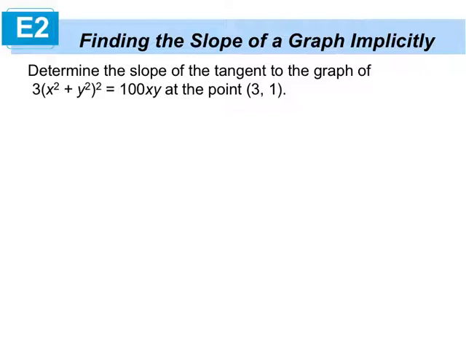Okay, so we want to determine the slope of the tangent to the graph at the point (3, 1). So we don't even have to do the full tangent line. We're just going to find the slope, which means we need to take the derivative. Do you know how to solve for y there? No, nor do I, so we're going to use implicit differentiation.